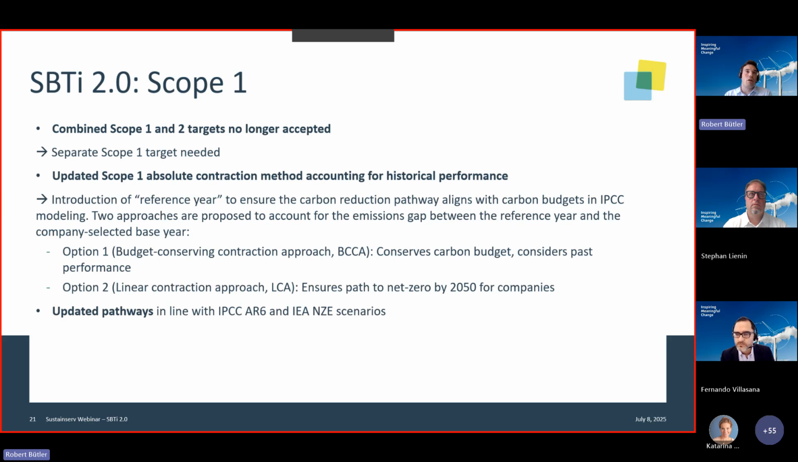What SBTi proposed in SBTi 2.0 is that there are 2 options, which, as part of the consultation phase, will likely be defined into 1. At the moment there is option 1, the budget conserving contraction approach, which focuses on year-to-year emission reduction, compared to option 2, the linear contraction approach, where the ambition of net zero, 100% by 2050, as an ensured outcome for companies is in focus, and it's actually more simplistic compared to option 1. On a side note, the methods and models within SBTi were also updated with the new IPCC Assessment Report 6 content and IEA net zero emission scenarios.